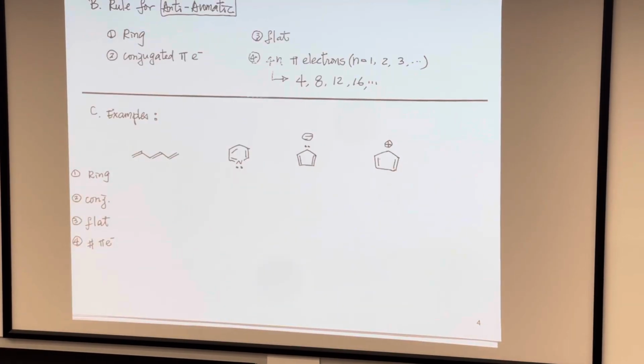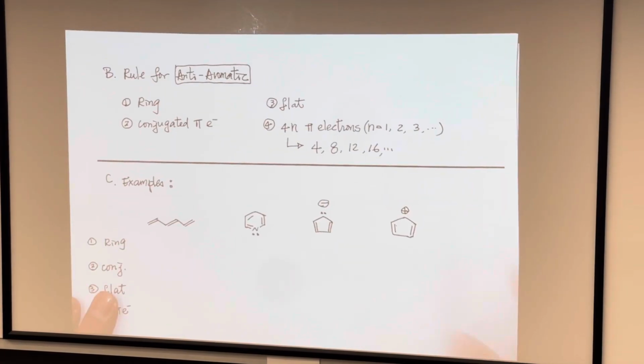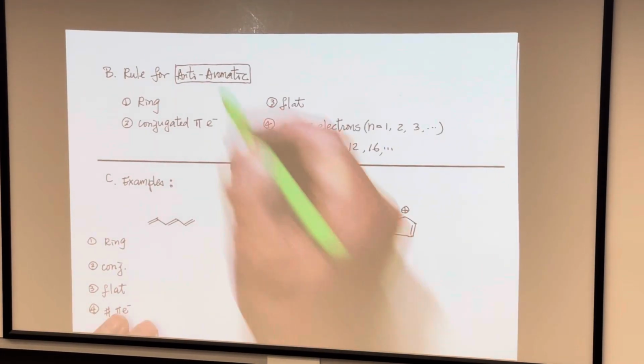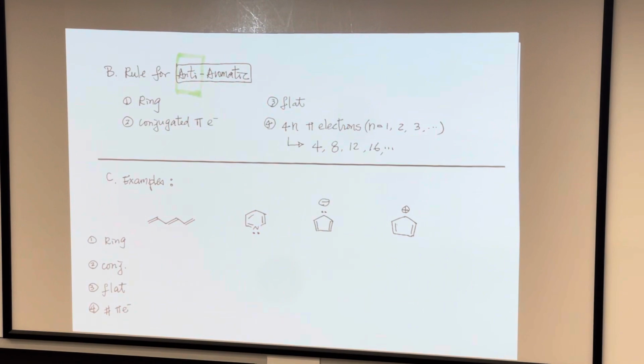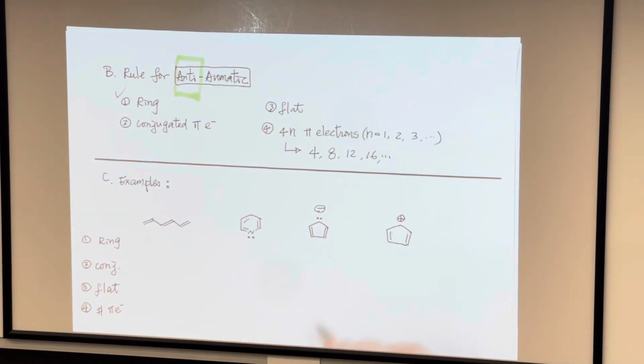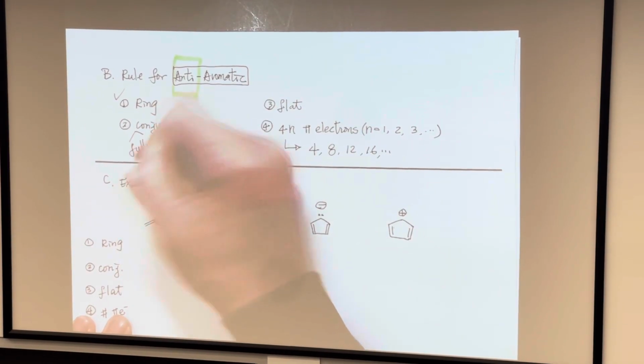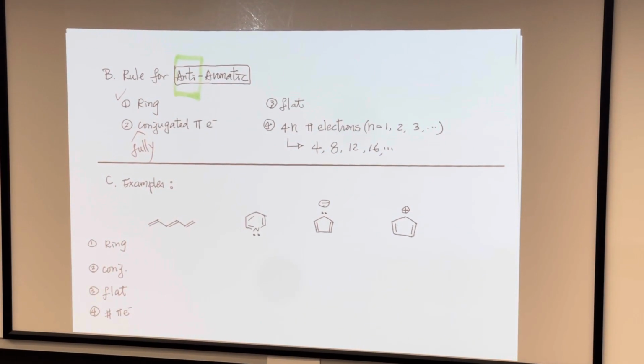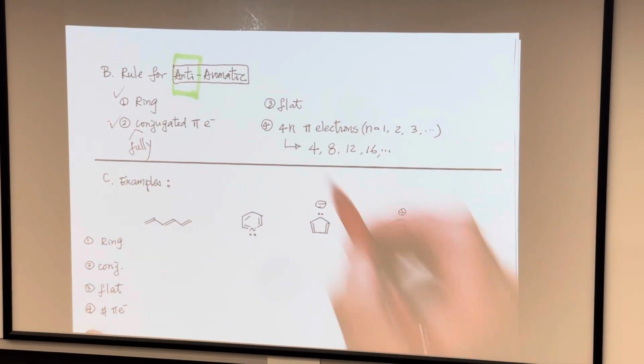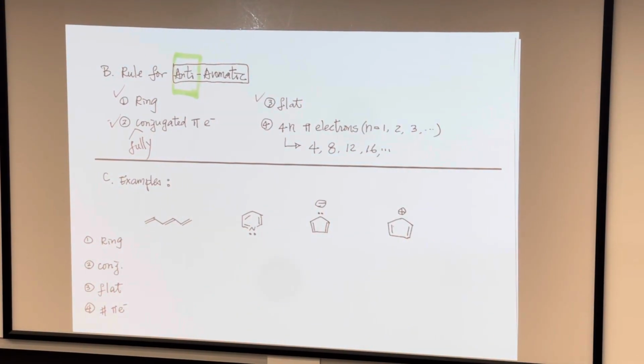Okay? So, the next one here. Here we go. This one here is the anti-aromaticity. So, we need a ring, no problem. We need fully conjugation. Okay, let's write it down. So we need a fully conjugation. And then we need flat. Those 3 are exactly the same as the first 3 on the previous page.